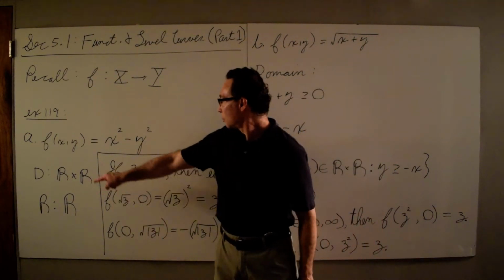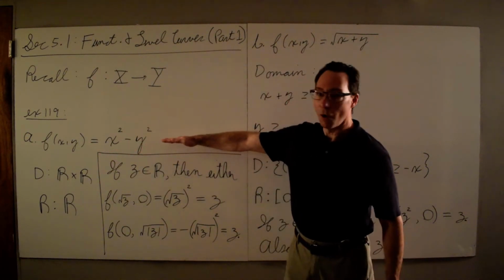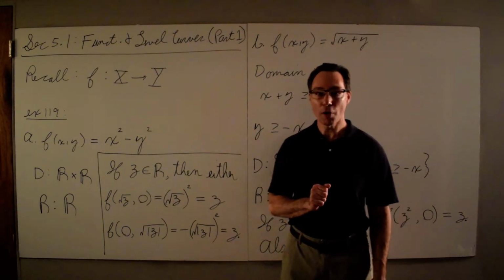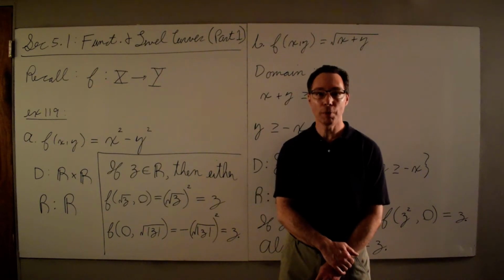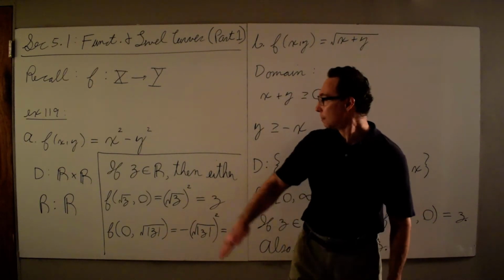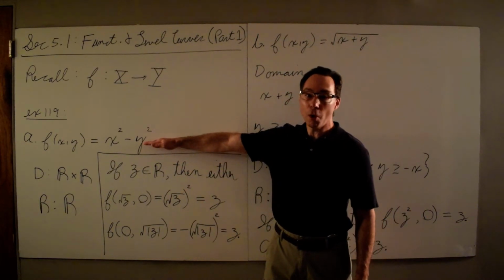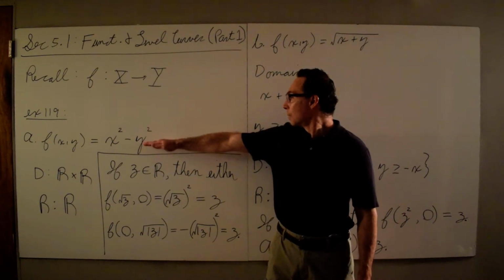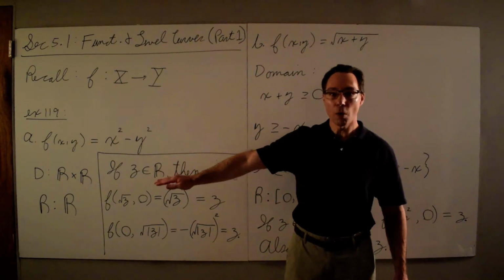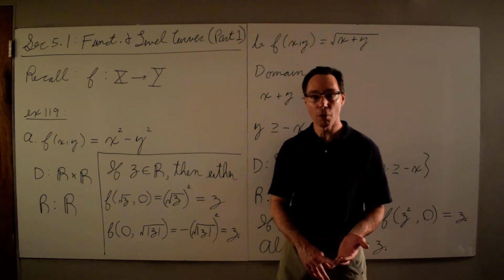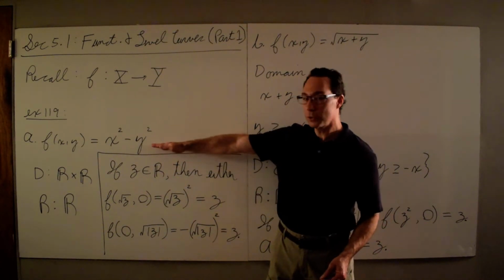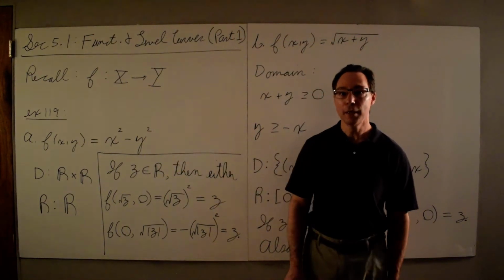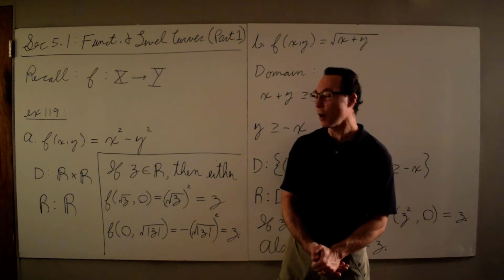So here's a function from R2 into R. And we want to find the domain and the range. By domain here we mean the natural domain. This is a second-degree polynomial. Now, polynomials in Calc 1, just polynomials of one variable, had their domain the entire real line. Here we have a function of two variables. Its domain is the entire plane, R cross R.